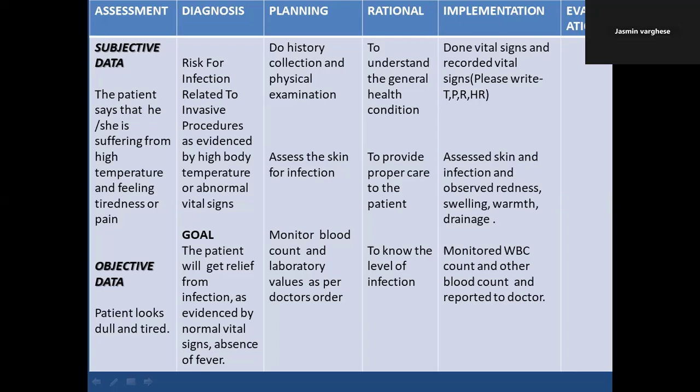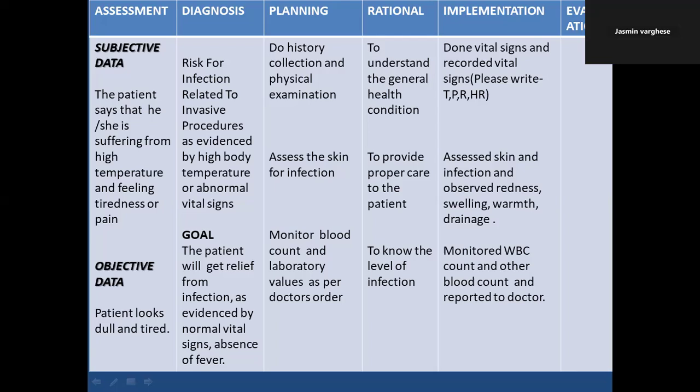In planning, always start your planning with history collection and physical examination. If it is a mental health condition, you have to write mental status examination also. So the first planning is to do history collection and the physical examination. What is the rationale? To understand the general condition of the patient. Always use words like to understand, to provide, to know, to realize, to analyze in the rationale. To understand the general health condition of the patient.